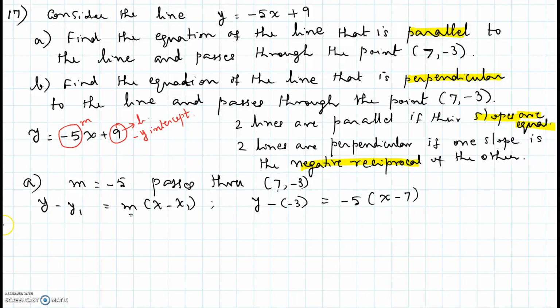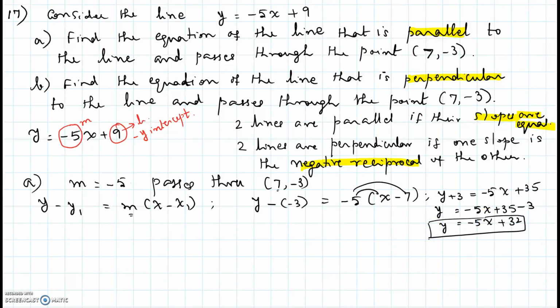So the parallel line is y minus negative 3, that makes it positive, so y plus 3 equals, now if you distribute, negative 5x plus 35. If you move the 3 to the other side, y equals negative 5x plus 35 minus 3. So it is negative 5x plus 32. So the equation of the line parallel to the given line that passes through (7, negative 3) is y equal to negative 5x plus 32.